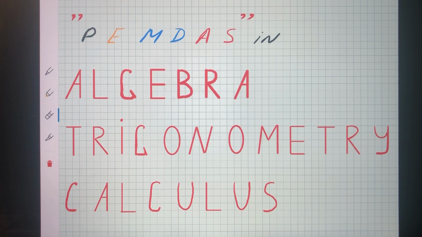Hello and welcome. When we solve equations in algebra, we follow the two-step process. The first step is to simplify. The second step is to solve by undoing all the remaining operations.